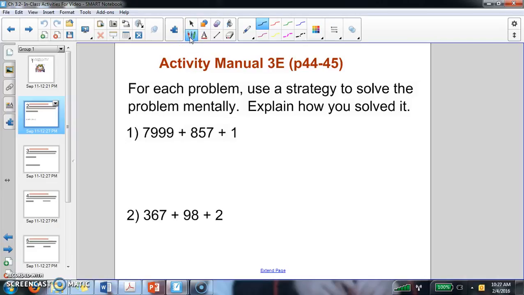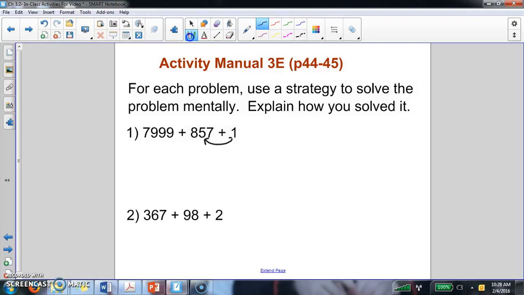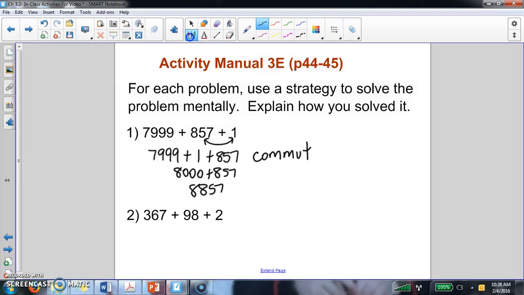Now in this video we'll go through the chapter 3.2 activities to help explain the idea of commutative and associative property. Now with the commutative property, remember commutative allows us to flip the order of addition problems. So for example, in this first problem, adding 7,999 plus 857 is hard, but if I flip these two using the commutative property, 7,999 plus 1 is much easier to do. So now I have 8,857. So I use the commutative property to make that an easier problem to do, because I flipped the order, and I can only do this with addition as well as multiplication.